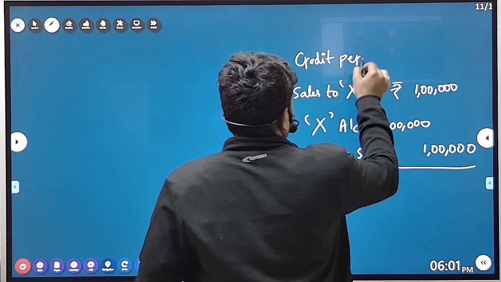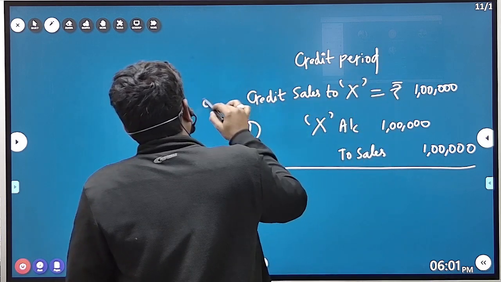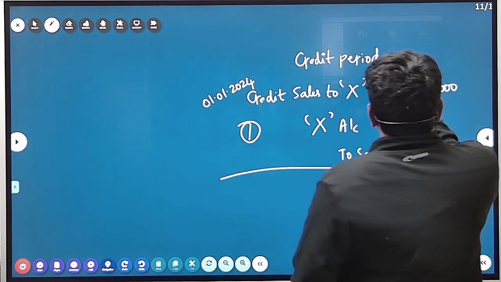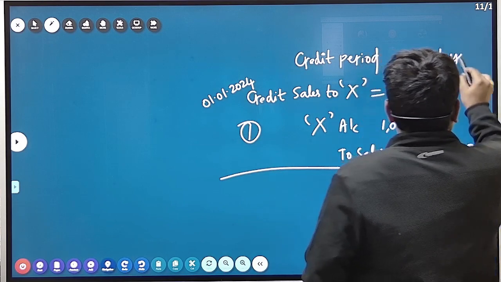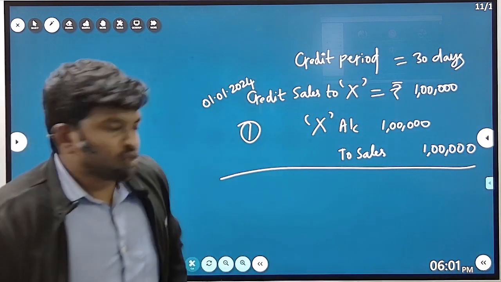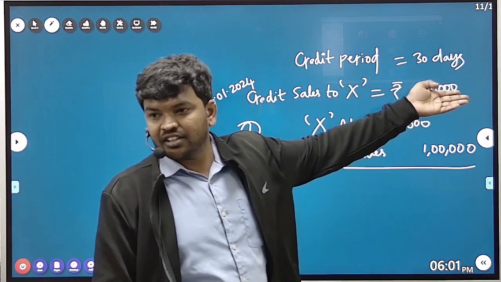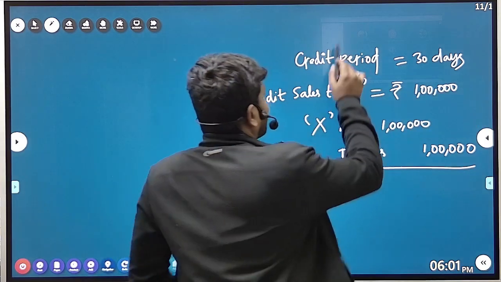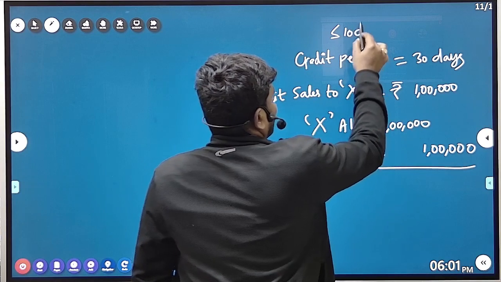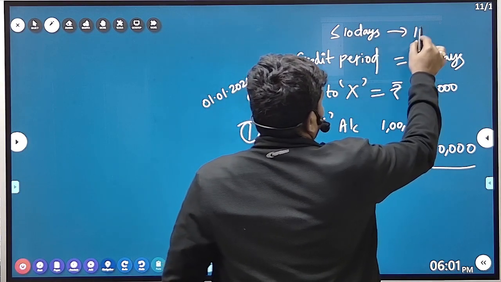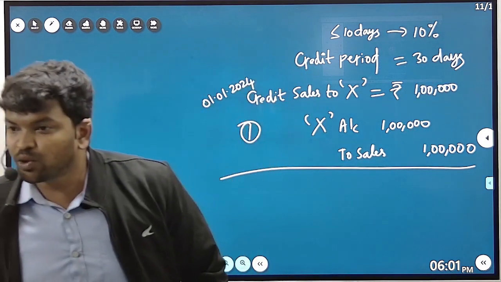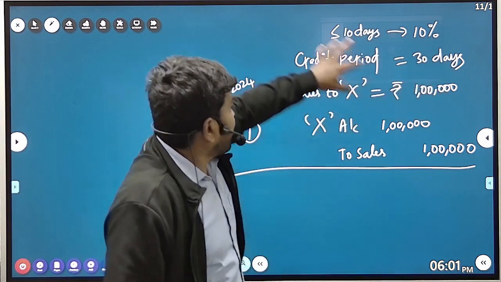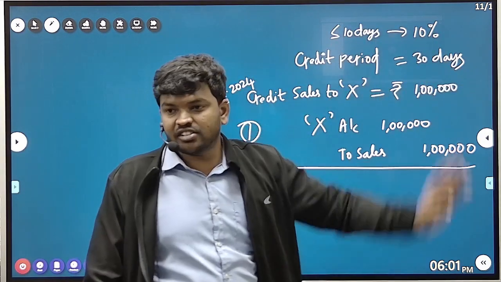Say for example, I have given him the credit period. What is this credit period? Say I sold the goods on 1st of January. I have given credit of 30 days, so he has to pay me by 30th of January. Also in my credit terms, I have mentioned that if you pay within 10 days, I'll give 10% discount. If you pay within 30 days, but if you pay within 10 days, I'll give you 10% discount. Understanding?